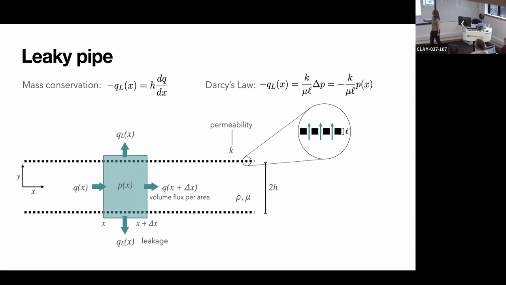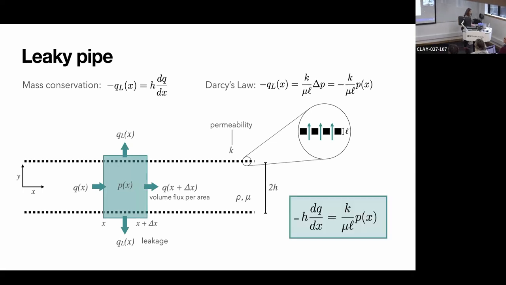Okay, great. So now I have two equations. This one is an equation for QL. This is an equation for QL. So I can just set that equal to that. And if I do that, I have this relationship. So I have dQ/dx is proportional to P. And both of these are unknown, right? I don't know what Q is and I don't know what P is. So I need one more equation.